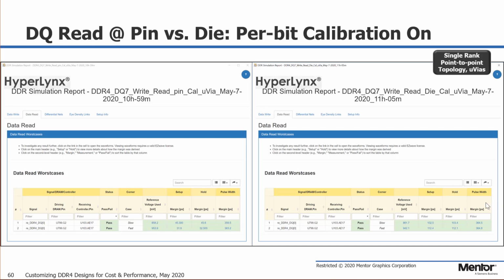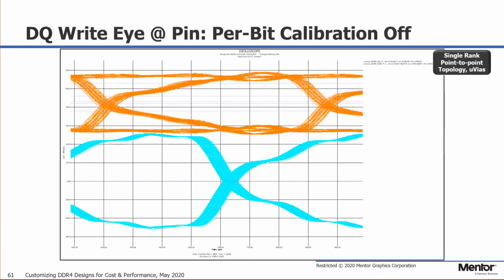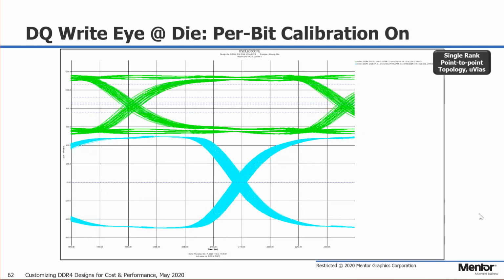Now let's take a look at the eye diagrams. Here is the eye at the DRAM pin for write with calibration off. Here is the eye at the DRAM die with calibration on. You can see the eye looks slightly better. So when you have the per bit calibration turned on, it makes sense to look at the die as well.